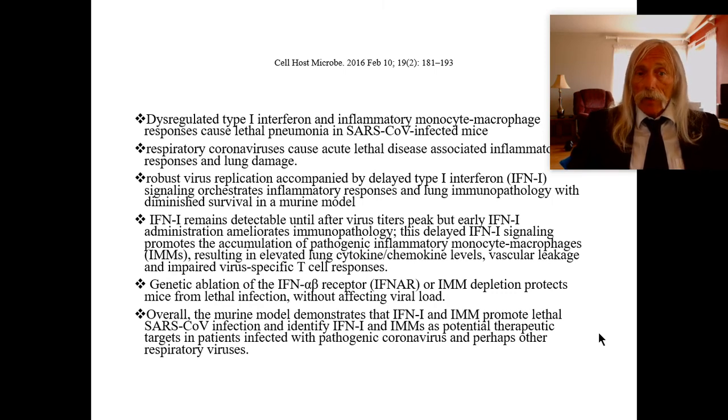Overall, this is of course a mouse model, but this is frank scientific literature. Overall, the murine model demonstrated that interferon type 1, that's the response we're looking at, and the IMM, the inflammatory monocyte macrophage lineages that show up at the lung, inducing the hyperimmune response if they're late, promote lethal SARS coronavirus infection and identify interferon 1 and IMMs as potential therapeutic targets in patients infected with the pathogenic coronavirus or perhaps other respiratory viruses. They published this over 4 years ago.